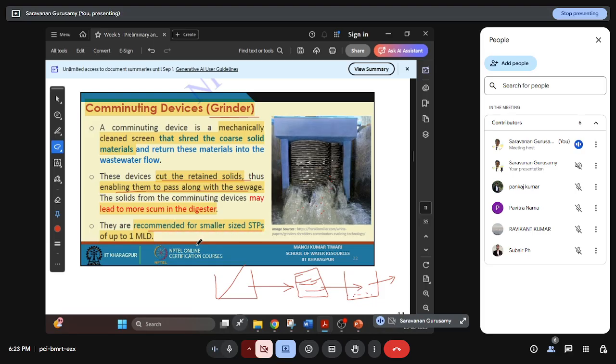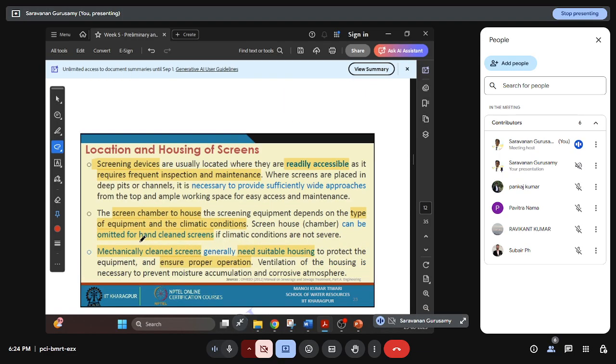So it is recommended for smaller-sized STPs, because if you are handling a 5 MLD or 10 MLD plant, you can't break all the particles. So for smaller STPs with 1 MLD size, we can use this type of grinder.